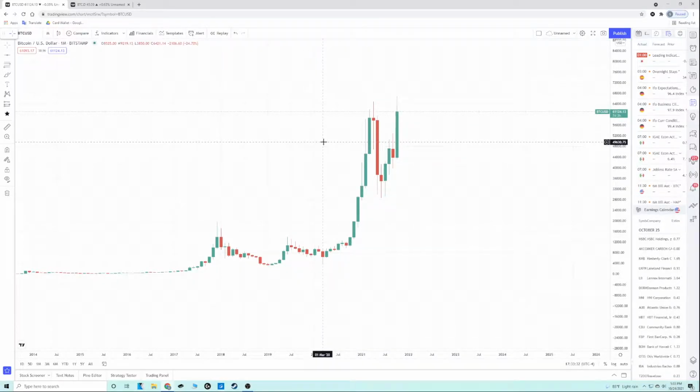So welcome to BoringCrypto. Today I'm going to show you Bitcoin analysis, and I'm going to go based off the history of Bitcoin and previous bull runs, and I'm going to go based off of what Bitcoin dominance looks like. So first things first, Bitcoin is currently sitting at 61,000, which is incredible.